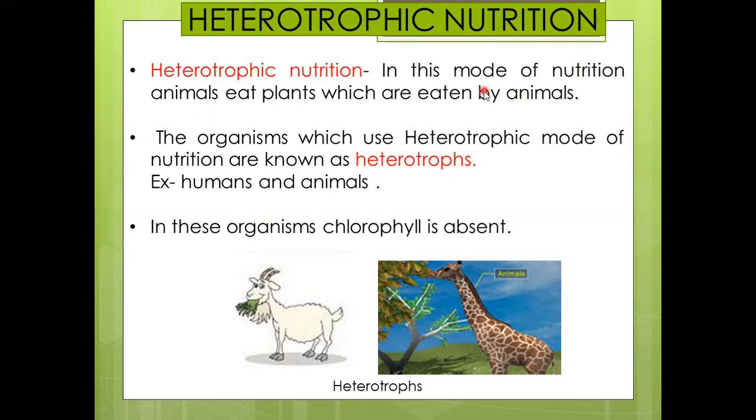Now, what I have written here, I'll explain why. Animals eat plants, which means that herbivores eat plants, which are eaten by carnivores or omnivores. They eat each other, like herbivores eating plants, carnivores eating herbivores, as I said. The organisms which use this mode of nutrition are known as heterotrophs. Remember this, children. In these organisms, chlorophyll is absent. If chlorophyll is absent, they cannot prepare their own food, so it makes no sense for chlorophyll to be present.